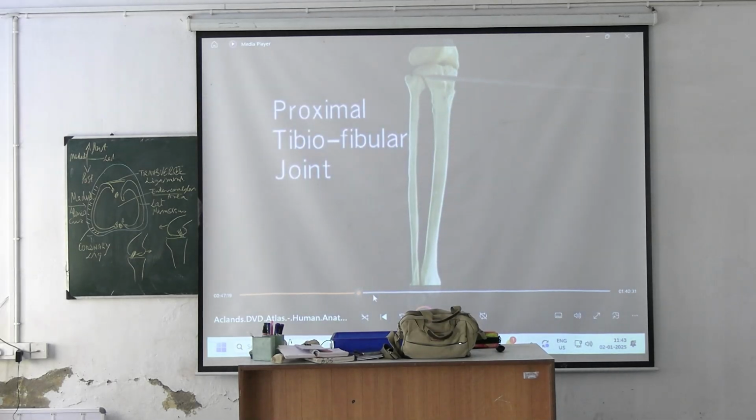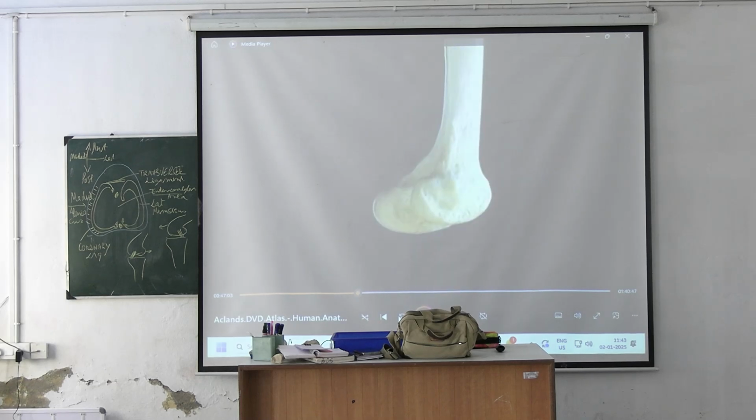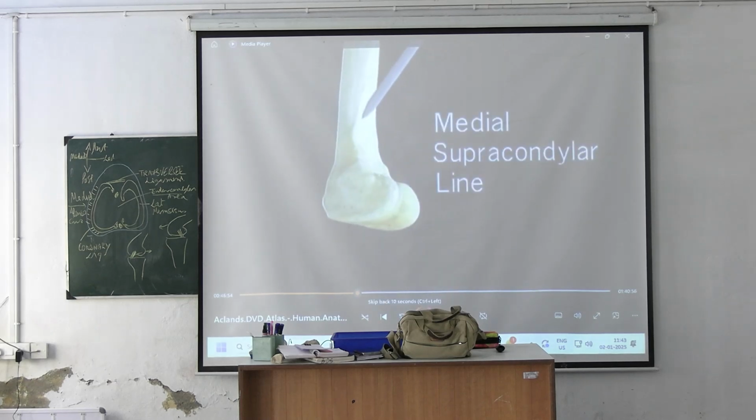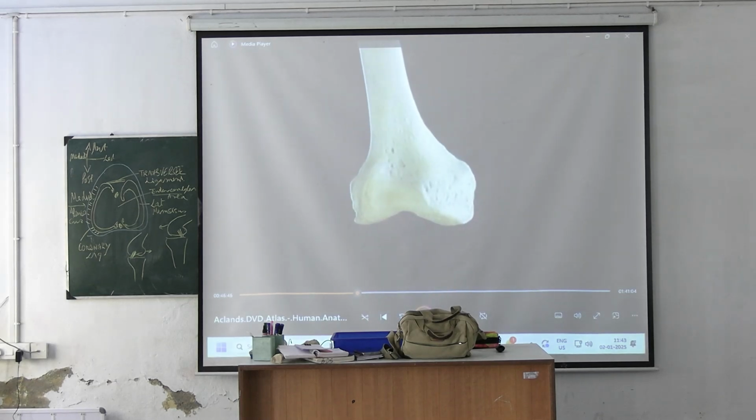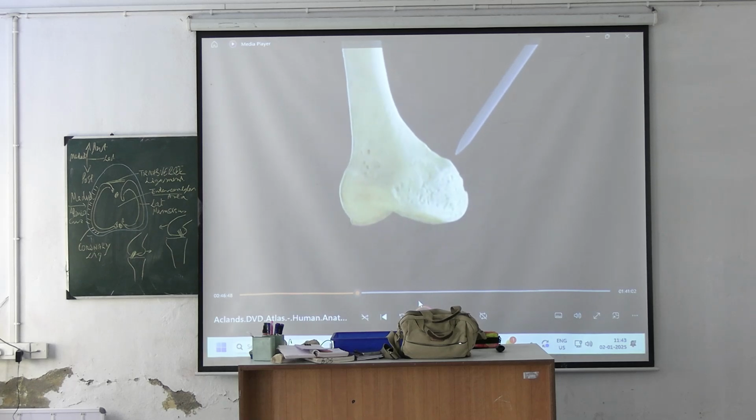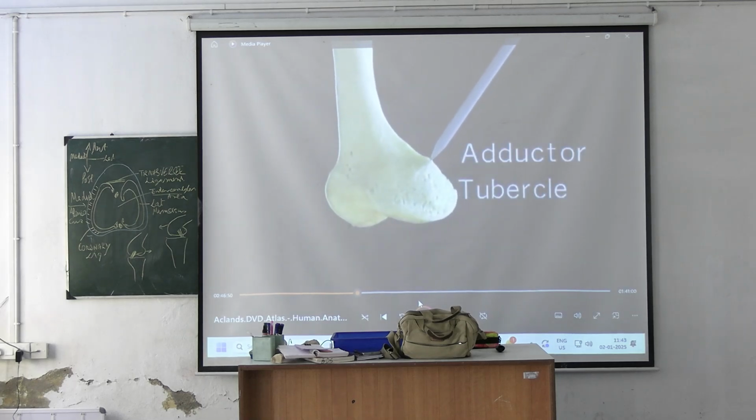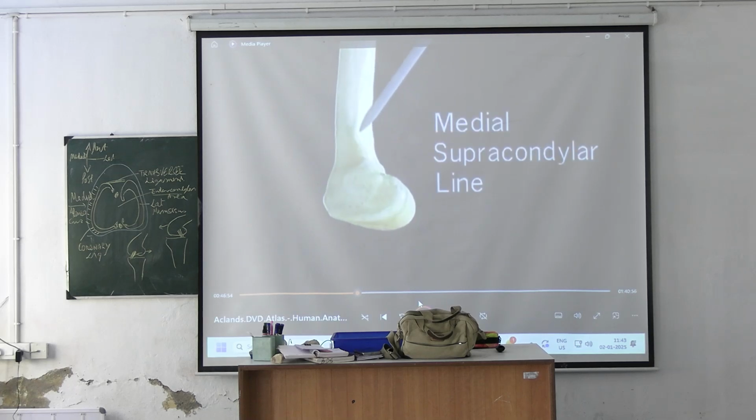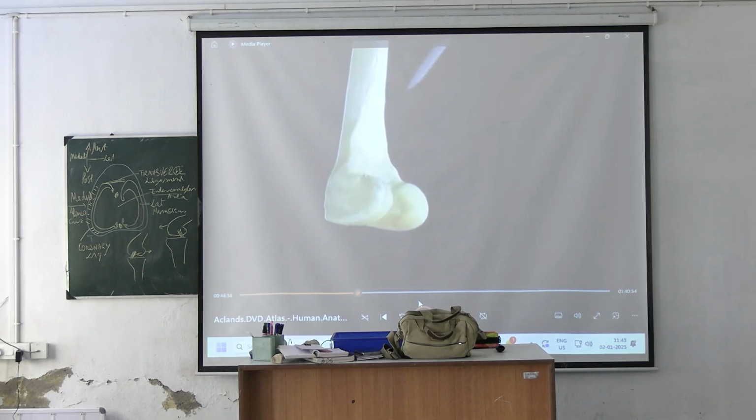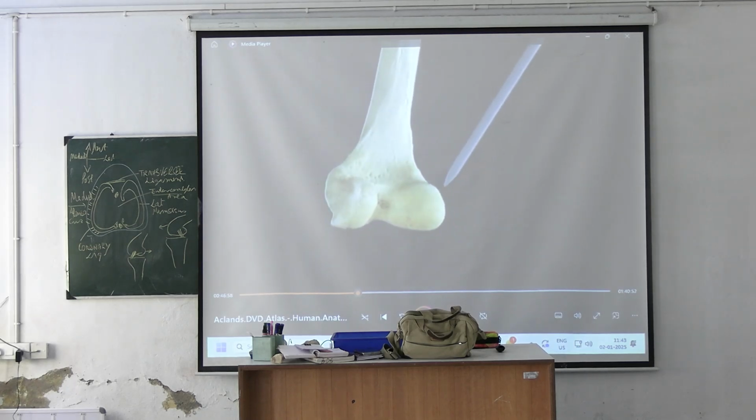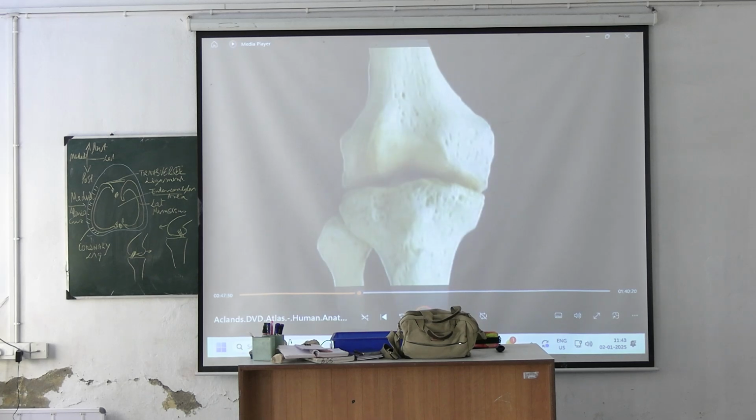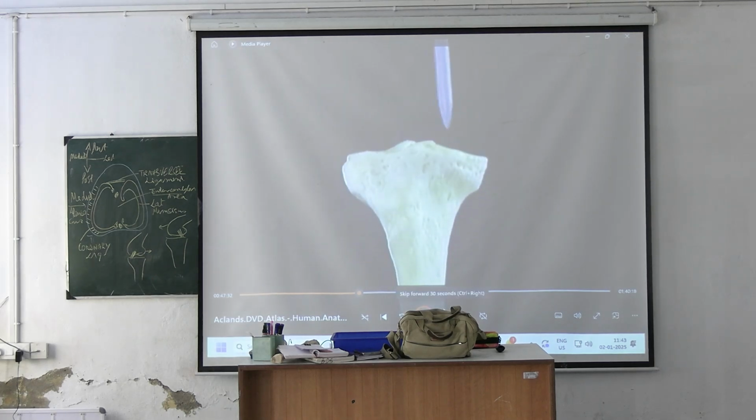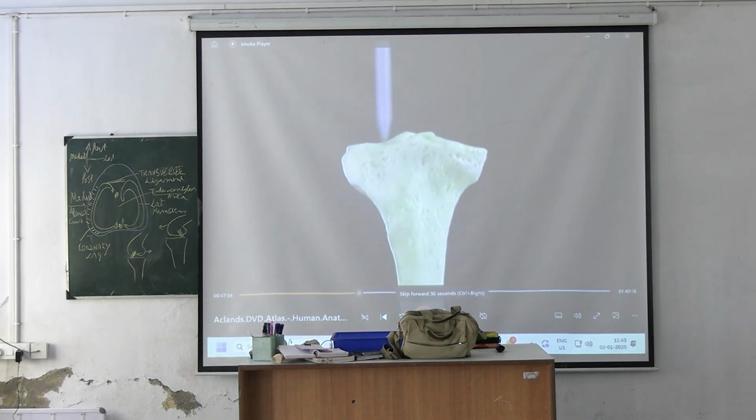The proximal and distal tibio-fibular joints. It's the medial supracondylar line. The sharp corner on the medial epicondyle is the adductor tubercle. This prominent ridge is the medial supracondylar line. This one is the lateral supracondylar line. This is the medial condyle. This is the lateral condyle.